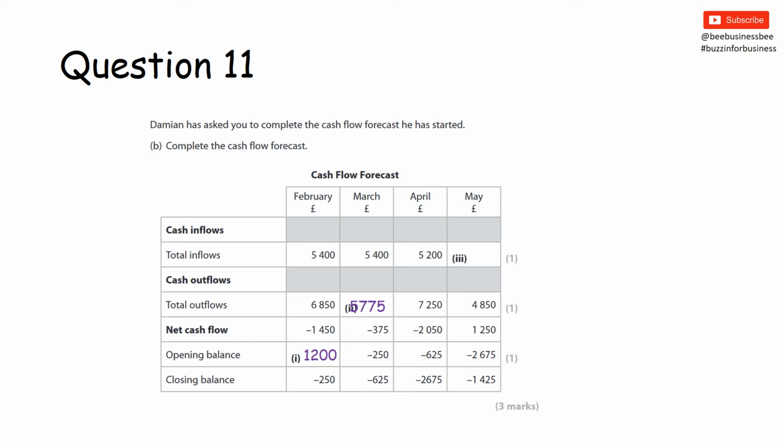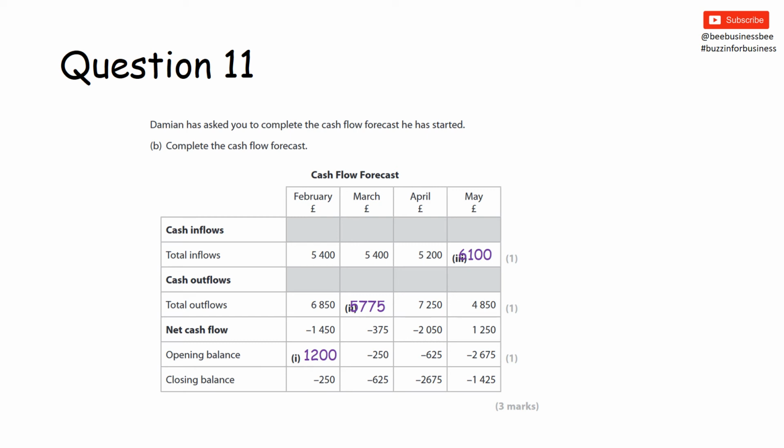Your next question was to work out the total outflows. Remember, again, you know that your net cash flow is calculated by doing your inflows minus your outflows, and you can see here that in this month they actually had more money going out than coming in. So they had 5400 going in, but they also had more going out. That means that they must have had 375. If you added it on, you get 5775.